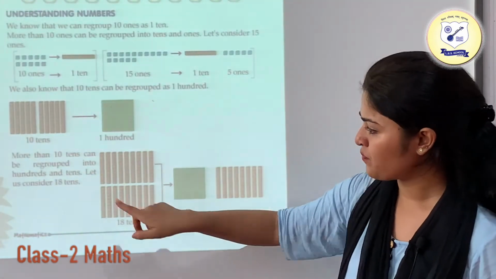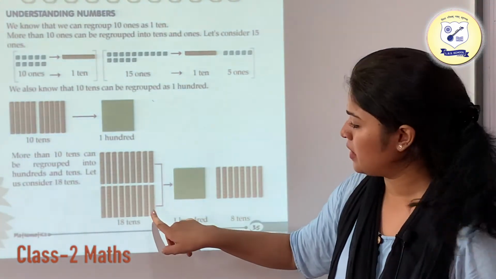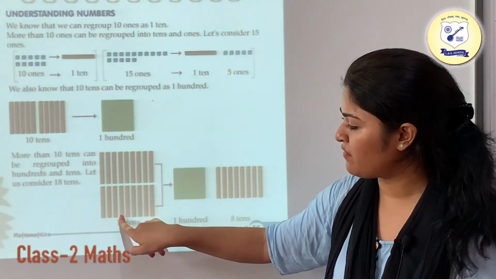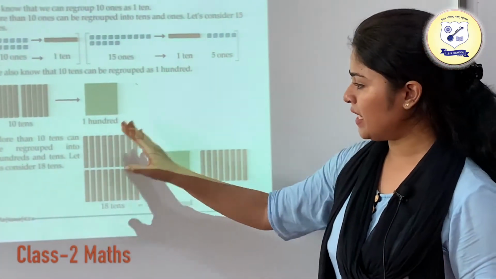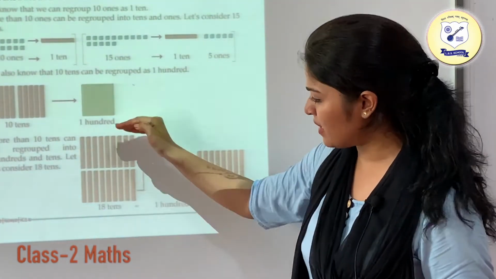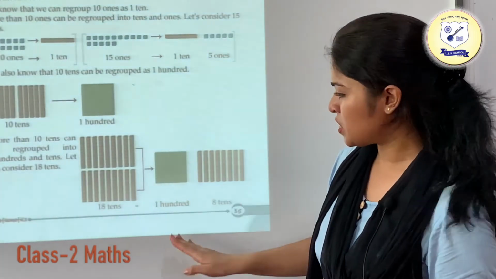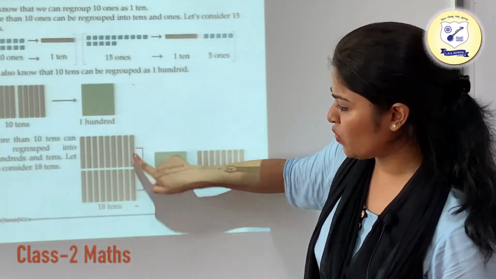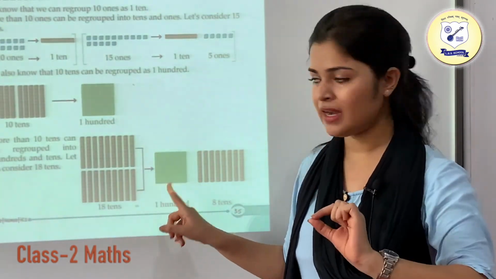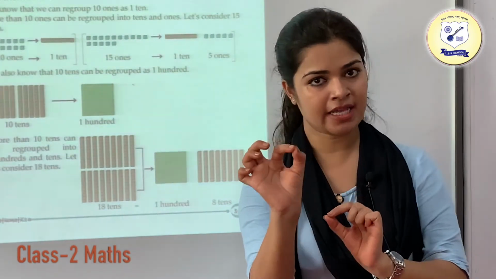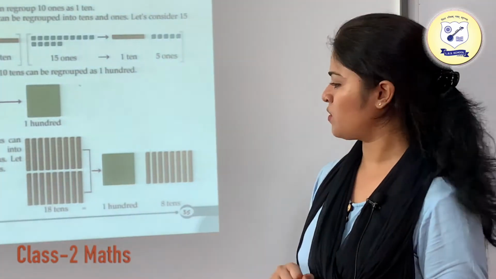Here we have 1, 2, 3, 4, 5, 6, 7, 8, 9, 10, 11, 12, 13, 14, 15, 16, 17, 18. So we have 18 tens in front of us. Of these 18 tens, what you can write is, among these 18 tens, 10 tens are going to form your 100. After removing these, we are left with 8 tens. So what you have is 100 plus 8 tens.